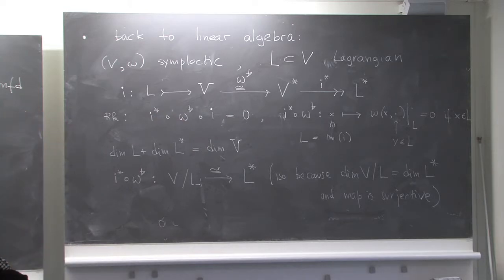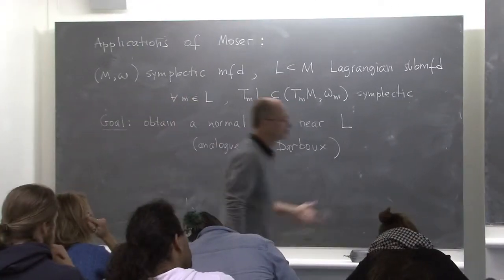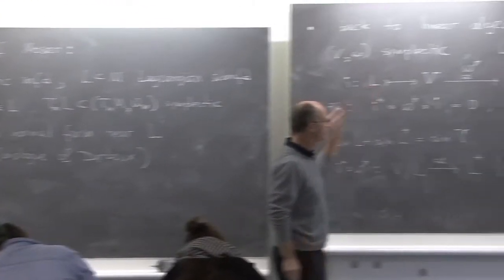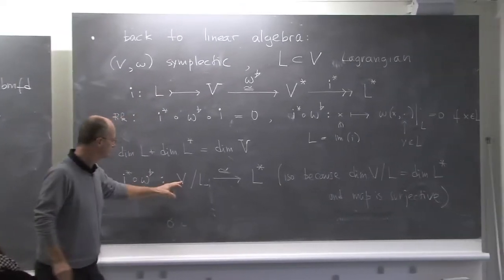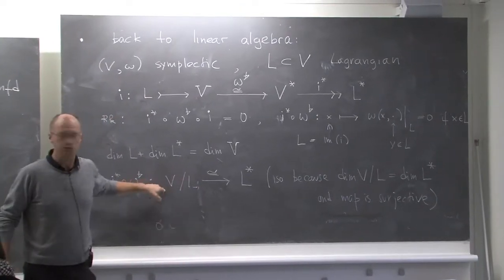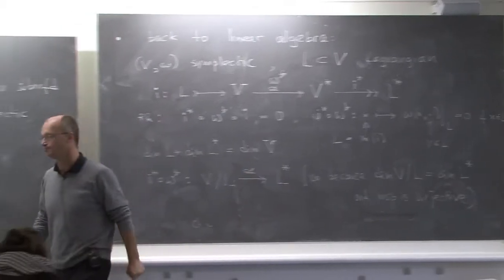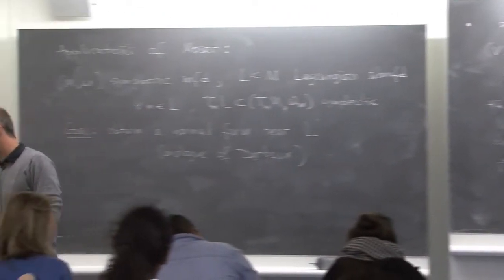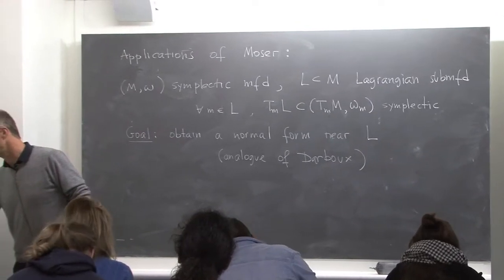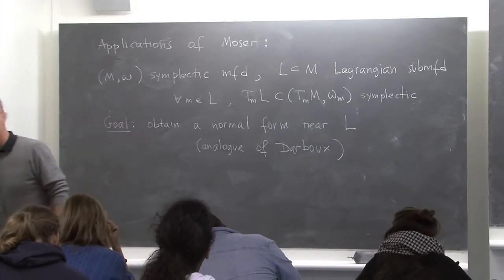Again, I'm not sure. Maybe you can find a more elegant way to say it. But whenever you have a Lagrangian subspace, then the quotient of the total space by this subspace is isomorphic to L star. Okay, so we'll need that. So that's the first thing. We'll need that very soon.